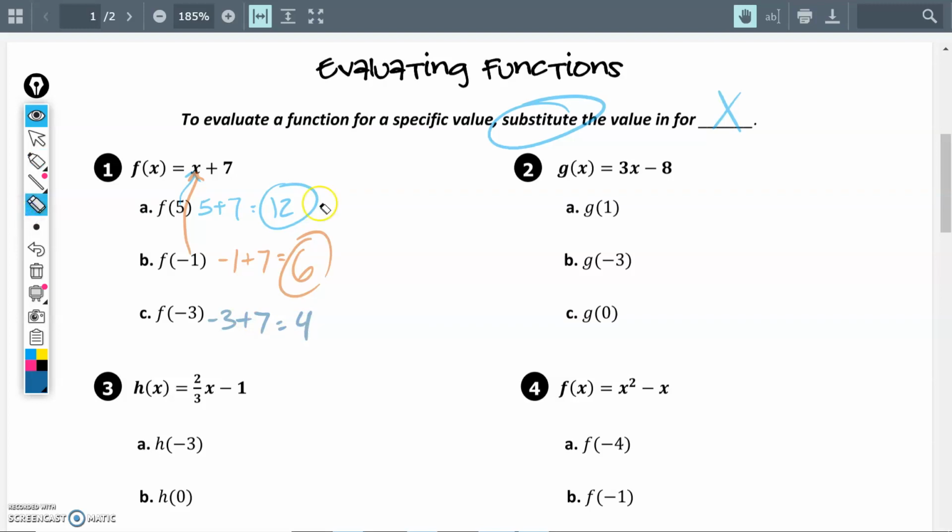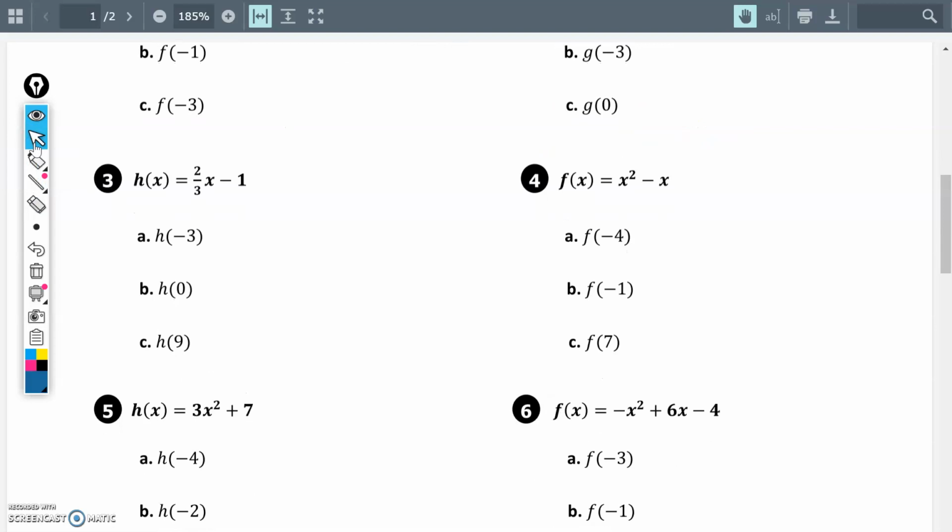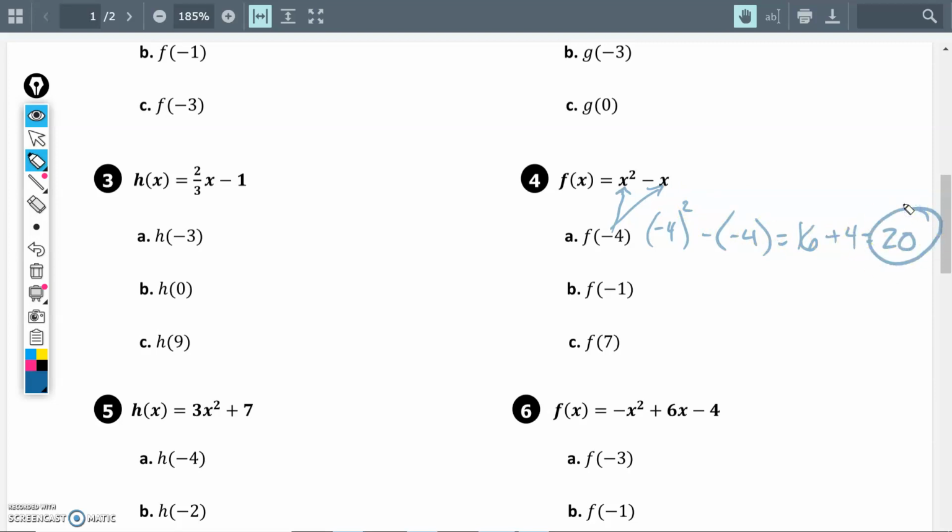Let's do a more complicated example. Let's do number 4. In number 4, we're going to take whatever's inside the parenthesis and put it in for x. But if there's multiple x's, you're going to put it in for both x's. Negative 4, and remember, whenever you put a number in for a variable, use parentheses, and then follow the rules of GEMDAS. Negative 4 squared is 16, minus negative 4 makes a plus 4, so we're left with 20.